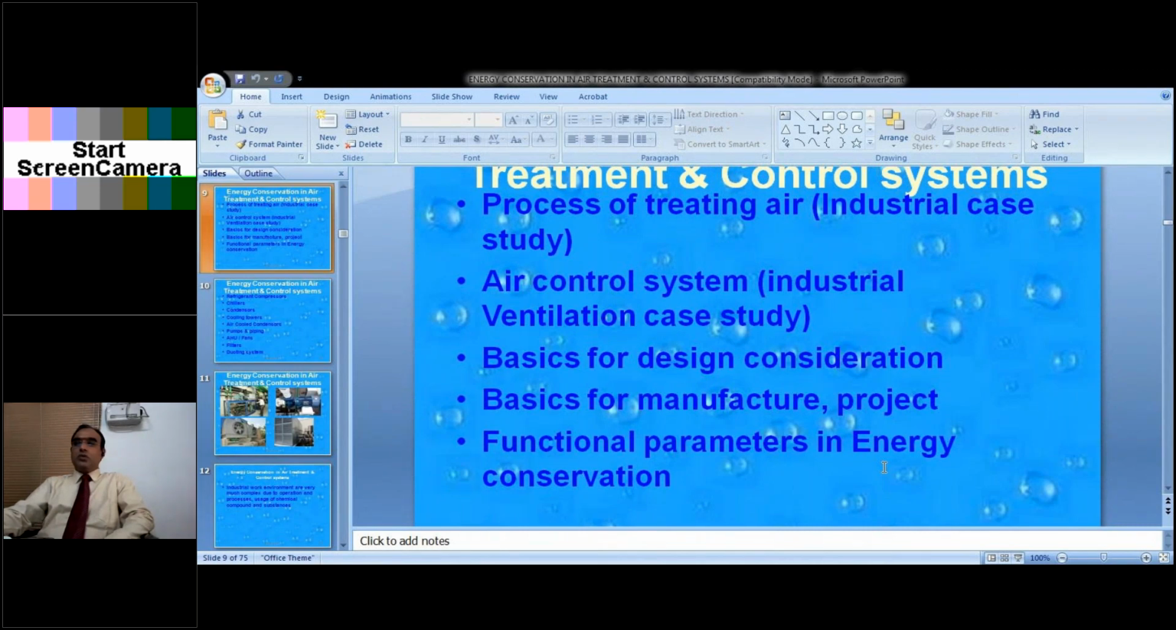I'm going to talk about the industrial ventilation case study, as well as the process of treating air. That is one case study. Then some basics about the design considerations in manufacturing projects. So it is an overview I want to give, not much on the energy audit side or the equipment side. First we understand properly how the air treatment and air control are happening, and then we can easily do justification on energy saving and energy conservation.